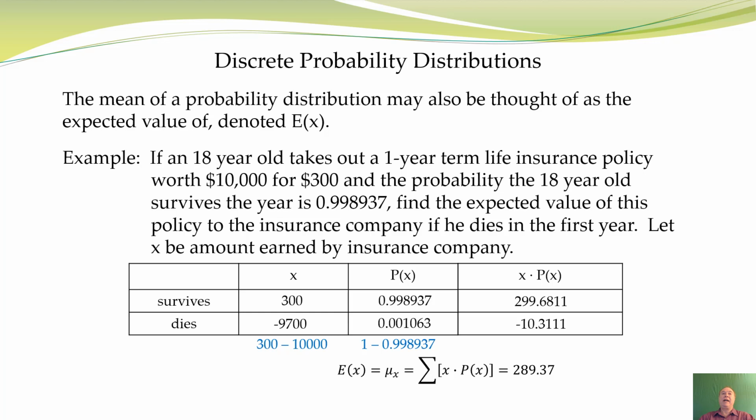Now you have to realize the insurance company sells many of these insurance policies. So that is why, even though they pay out the $10,000, they still expect that to be 289.37.